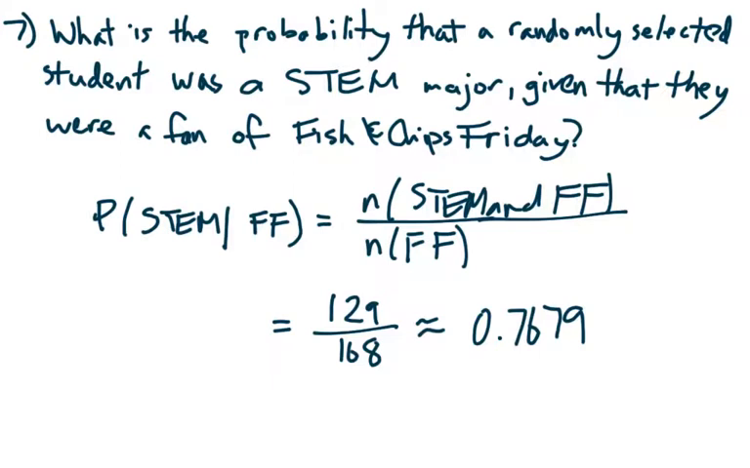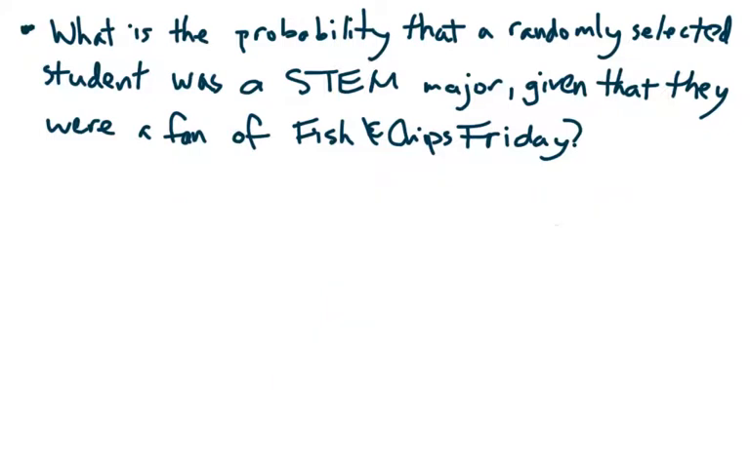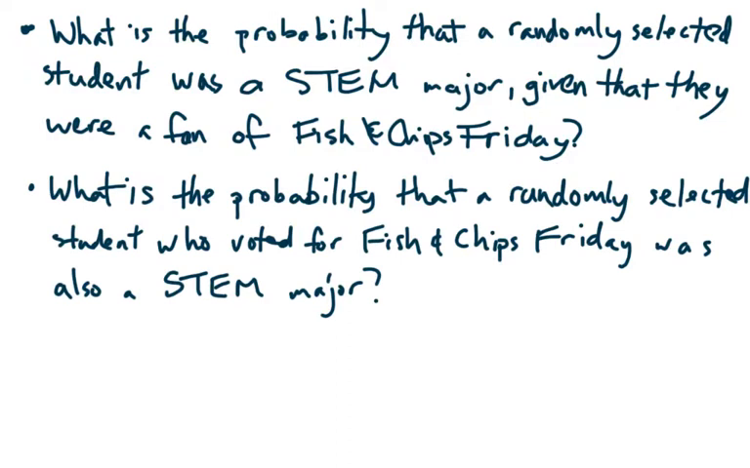And the first is try to rephrase this question. This isn't the only way I can ask it. I can also take this question and ask it, what is the probability that a randomly selected student who voted for Fish and Chips Friday was also a STEM major? So here, we're establishing that we're only considering students who voted for Fish and Chips Friday. And then they could also do some second condition. So only considering students who vote for Fish and Chips Friday means that that is our assumption.